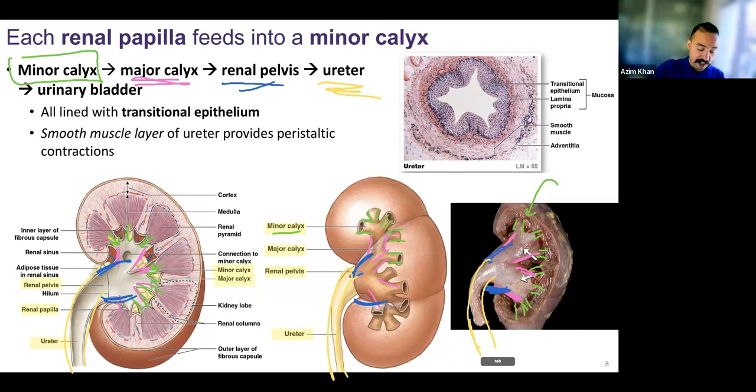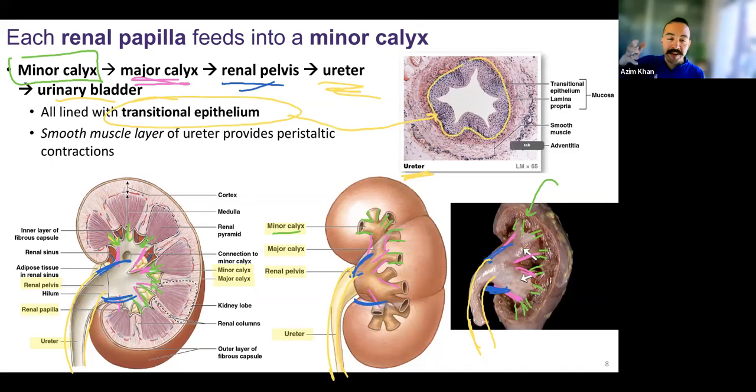The ureter drains to the urinary bladder, not shown here. What all of these have in common is that they're lined with transitional epithelium. You can see this transitional epithelium in this ureter picture. Transitional epithelium has squamous, columnar, and cuboidal cells in no particular order, and the layering is irregular so that it can stretch out to accommodate the urine that's passing through.